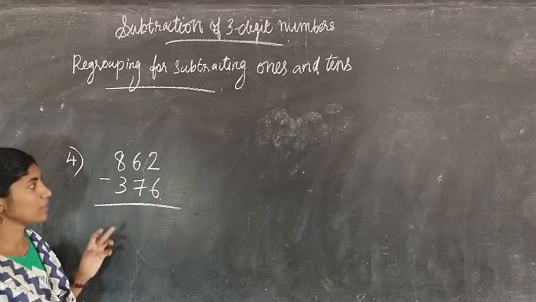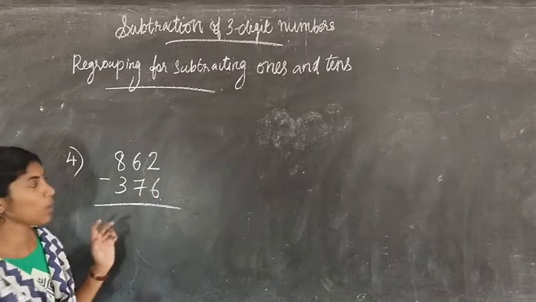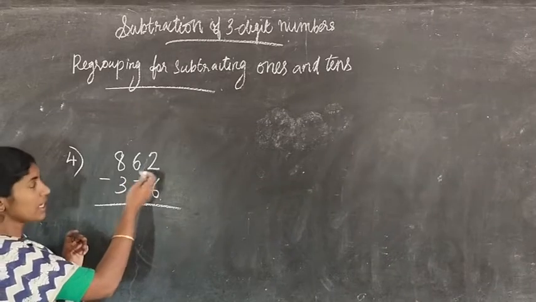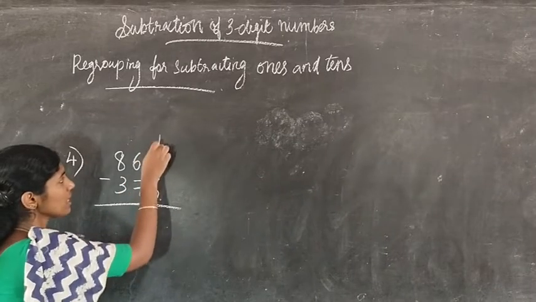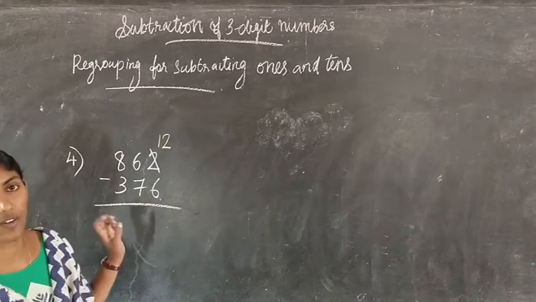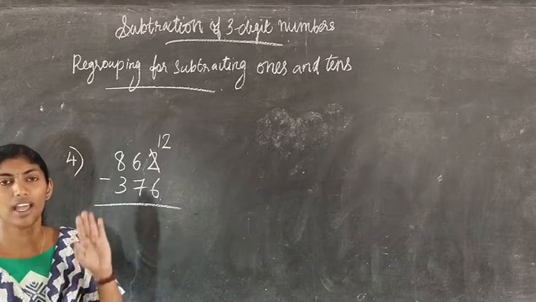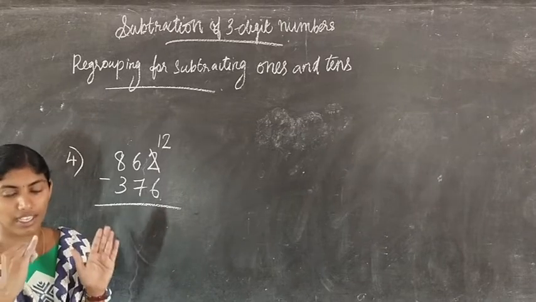Last question of this topic, that is 862 minus 376. First subtract the ones, that is here 2 is less than 6. So we have to borrow 1 ten from this tens column and we have to regroup it as 12. Then 12 minus 6. Count forward after 6, that is 7, 8, 9, 10, 11, 12. How many are there? Yes, we have 6.